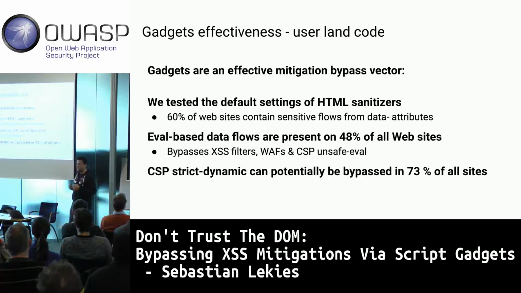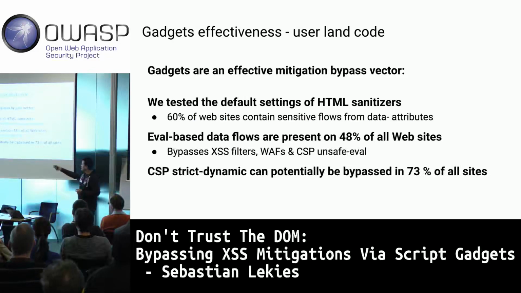And we first looked at HTML sanitizers. For example, what we saw is that 60% of all websites contain a data flow from a data attribute to a security sensitive function. And by default, most sanitizers allow data attributes. So we believe that in most cases, sanitizers can be circumvented.